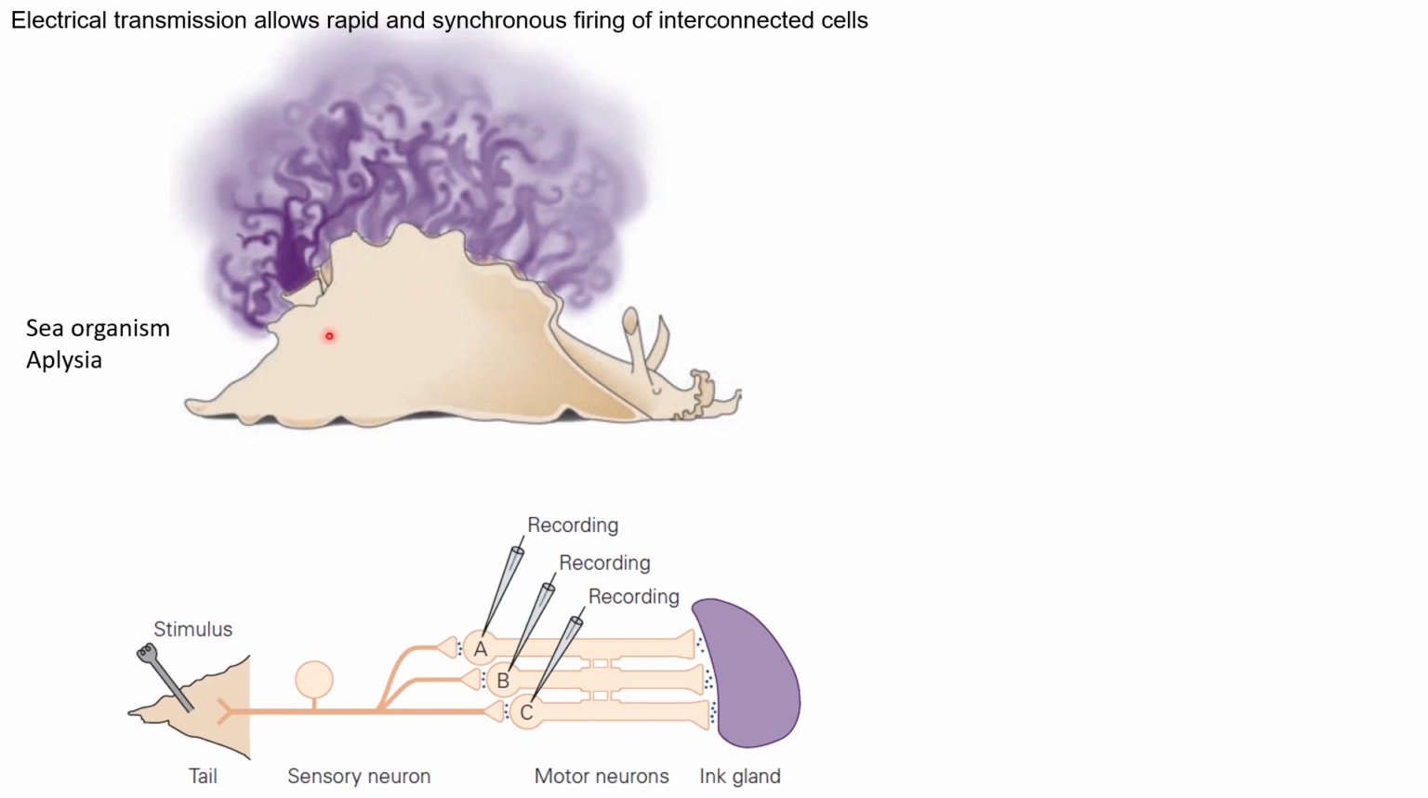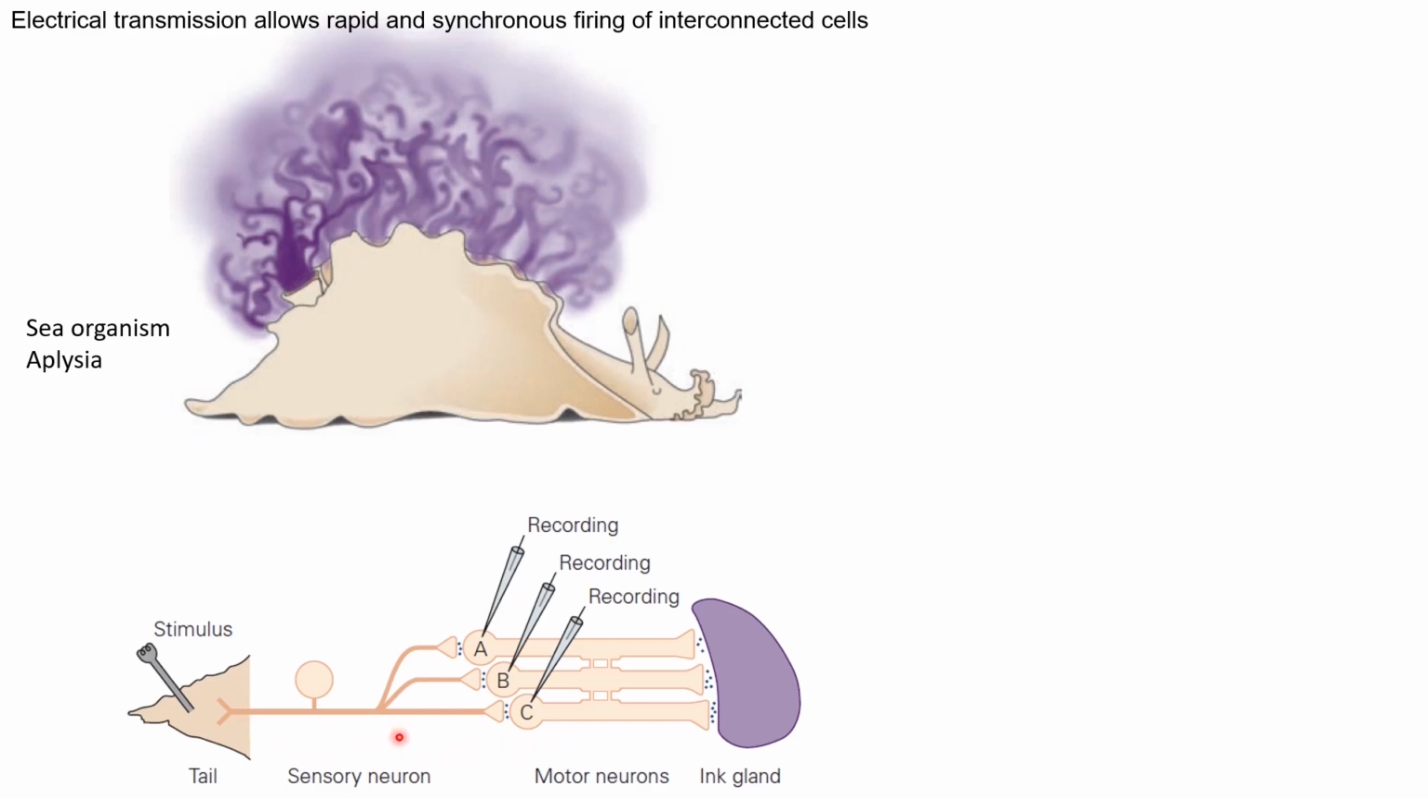So how does Aplysia ensure that all these motor neurons are activated together? It does it by using electrical synapses. So here is the circuit underlying this phenomenon. It's a very simple circuit like reflex circuits in our brains.